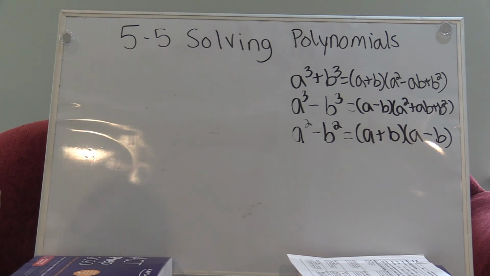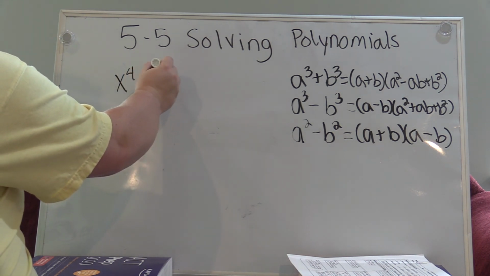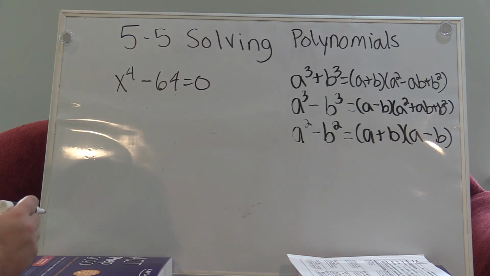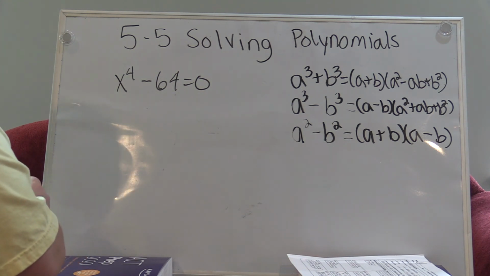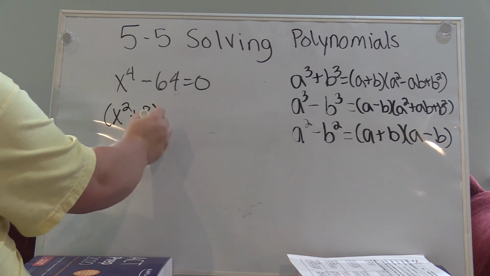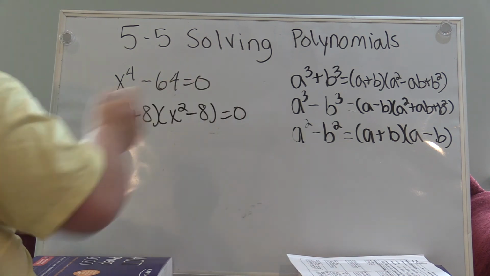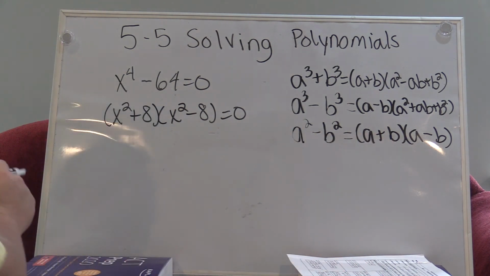My next thing is going to be x to the 4th minus 64 equals 0. So x to the 4th and 64 are both perfect squares, so this is the difference of squares. So I have x squared plus 8 and x squared minus 8 equals 0. If you're sitting there asking, how did she get that? The square root of x to the 4th is x squared. The square root of 64 is 8. And one's positive, one's negative.